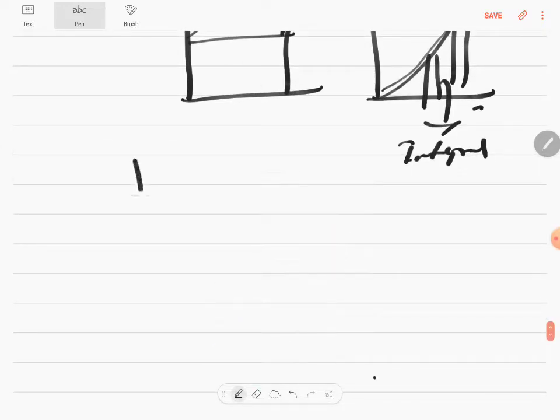What is the meaning of integration? Supposing you have a curve, you're going to find the area under the curve.